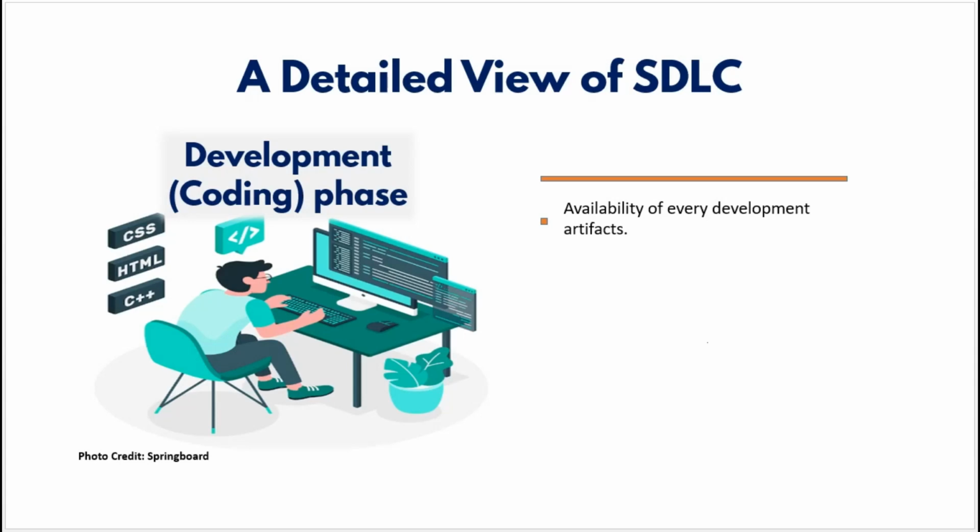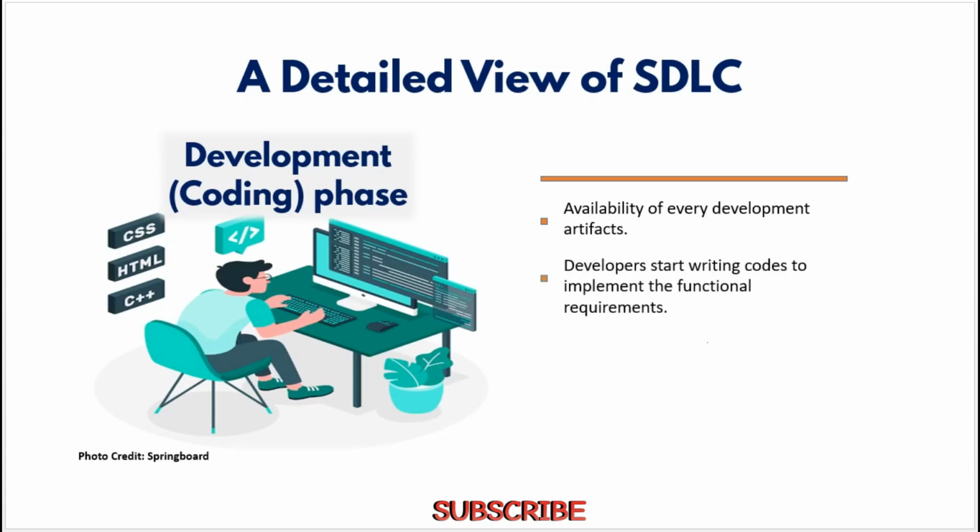The machine, the local machine, the computer that will be used, the programming language, and the frameworks that will be used must be available, right? So there are other things that must be available for the developer or the development team before they can actually start this phase. All right, so the availability of every deployment artifact must be in place before they can write code, right?